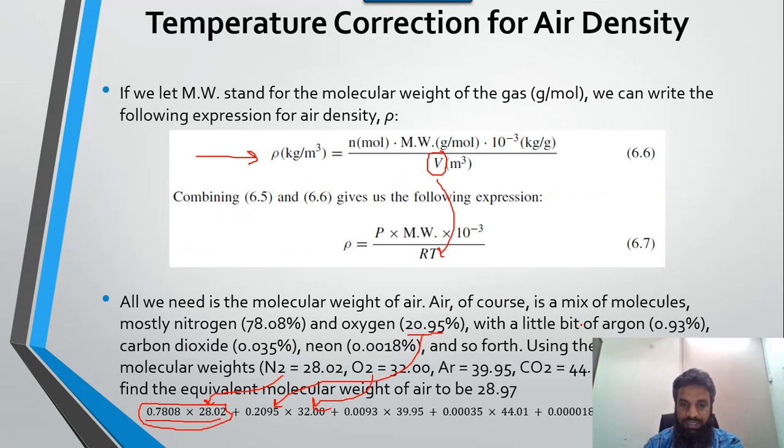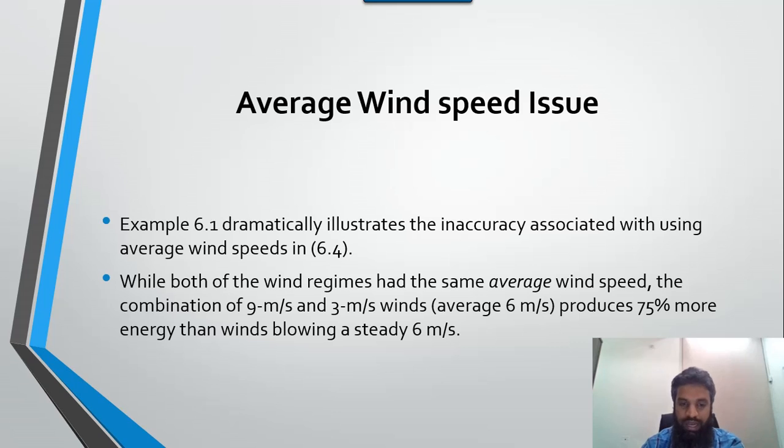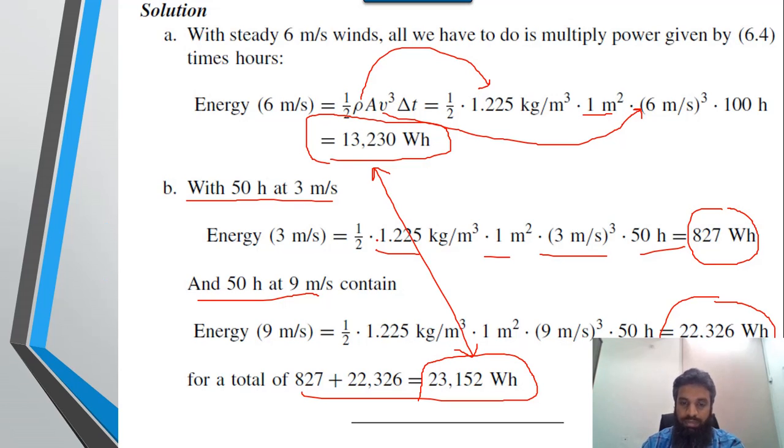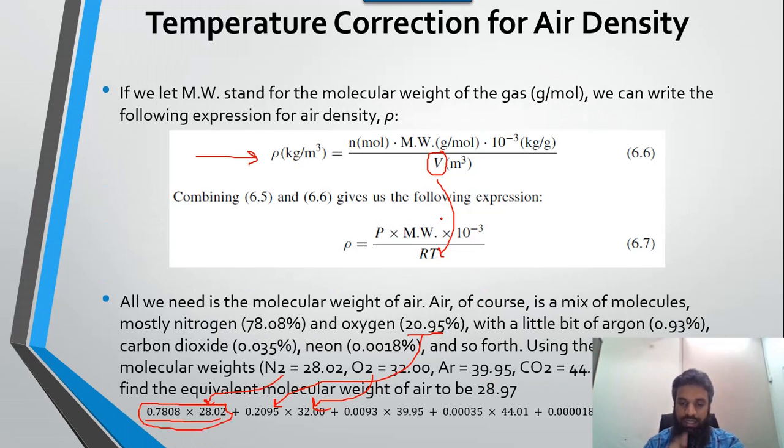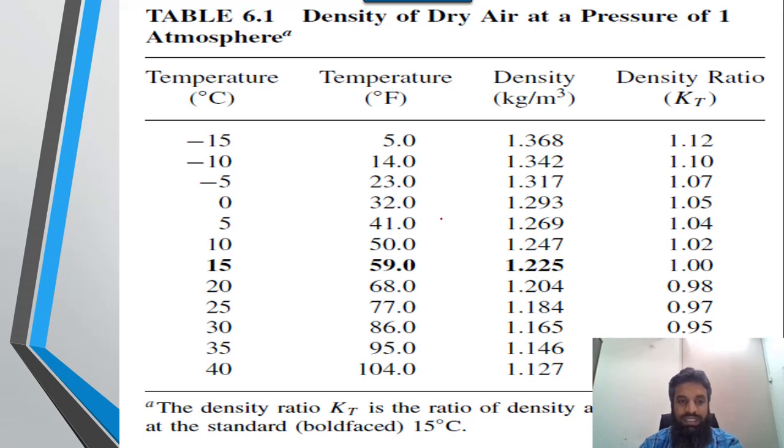1.165, which is different than the air density at 15 degrees centigrade, which is basically 1.225. So there is a difference between these two values, and this difference is due to the change in temperature. So this is basically the graph table representation.